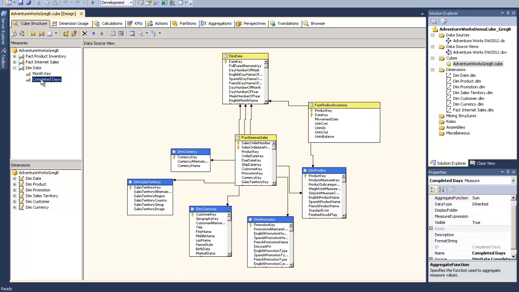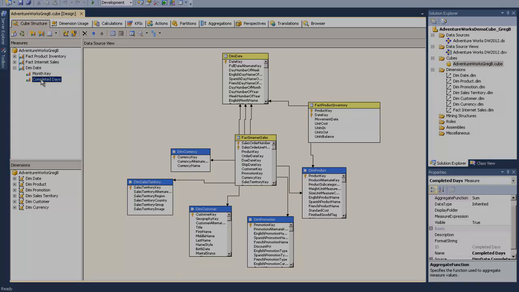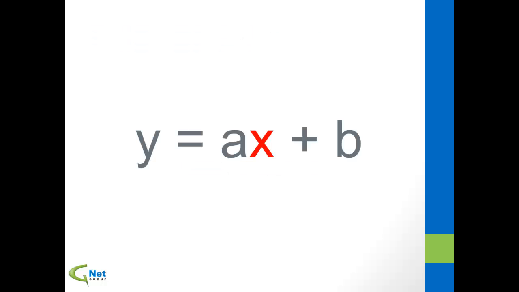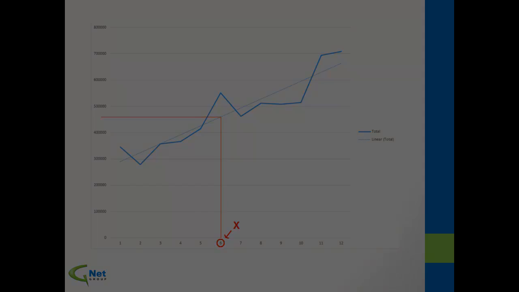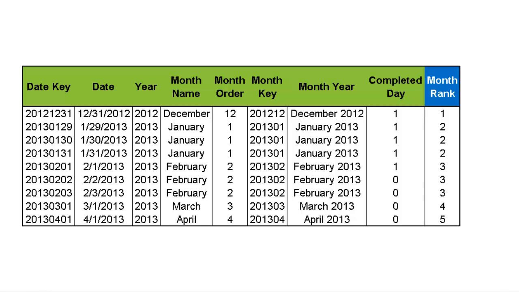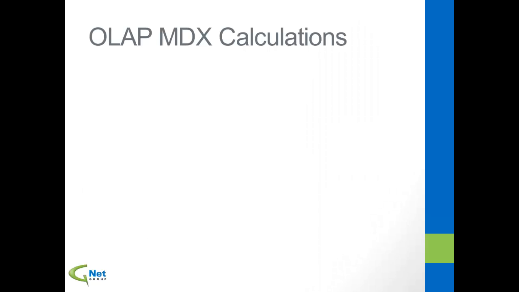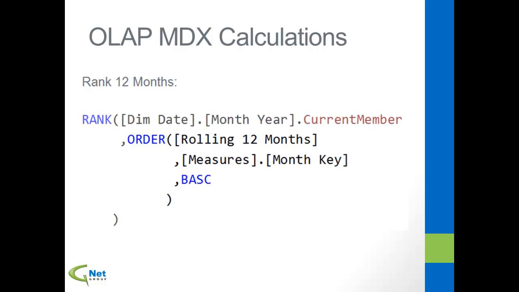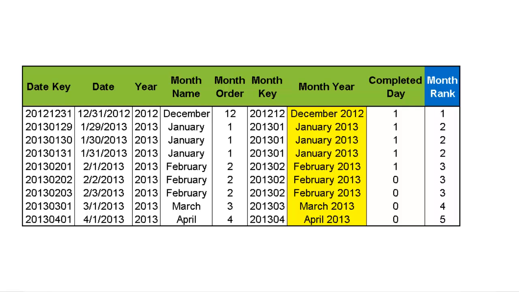Let's review the calculations that lead up to the linear regression and forecasting capabilities. Rank 12 months is a calculation that will yield the value for x in the regression equation y equals ax plus b. Looking at the sample rows from a date table, the x-axis for a regression line will be the rank of the months in the set of rows. The MDX for rank 12 months starts with a static set of the last 12 completed reporting months, ordered by month key, and then a rank value is given to the current member based upon that month key. In the sample example, December 2012 will evaluate to 1, and April 2013 will be 5.